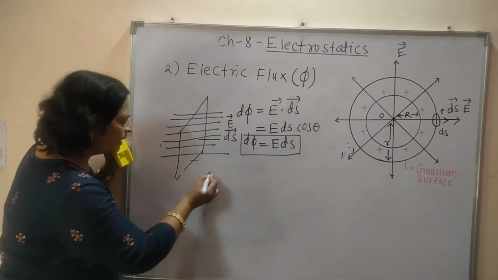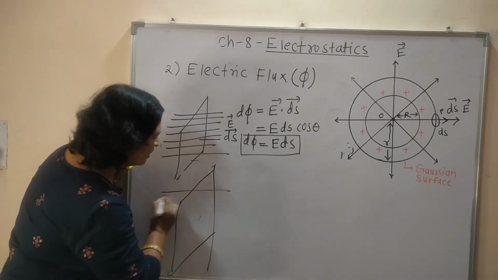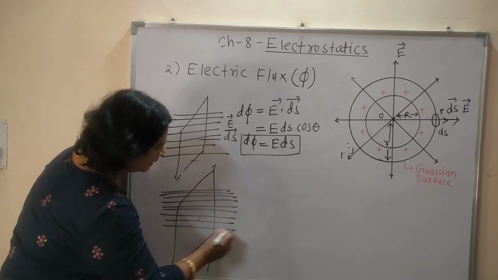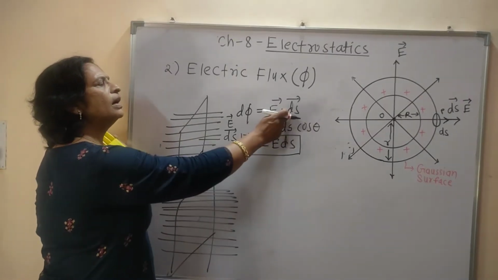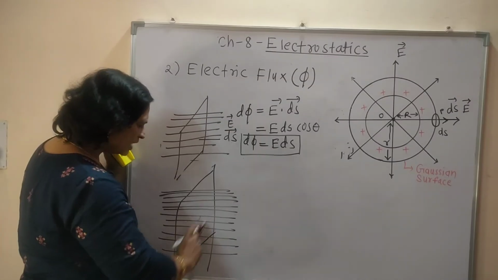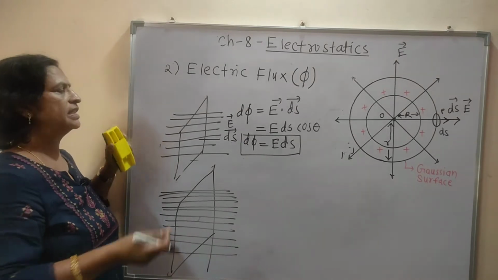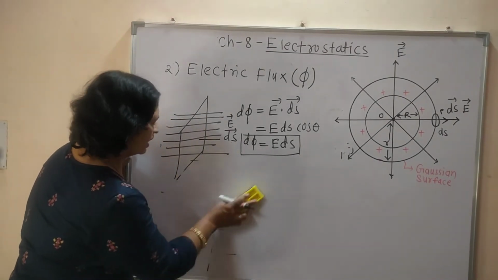And another method: suppose this is the area vector. At that time, the number of field lines is larger. If the field lines are passing normally and we increase the area vector, the flux also increases. These are the two methods to increase the flux.